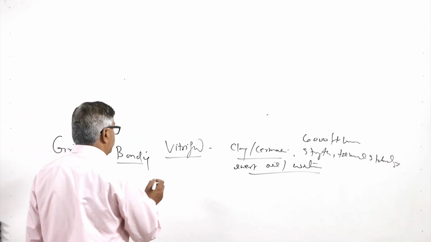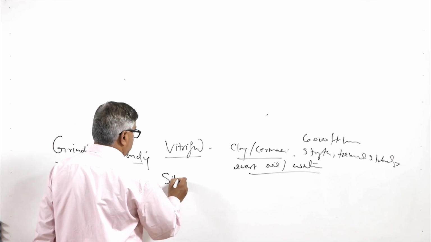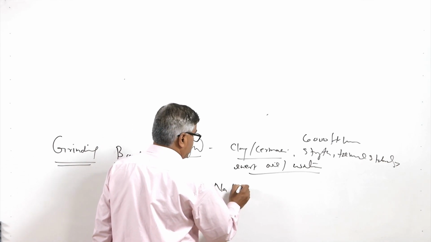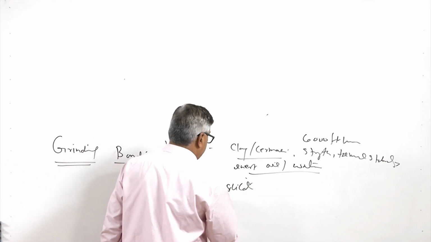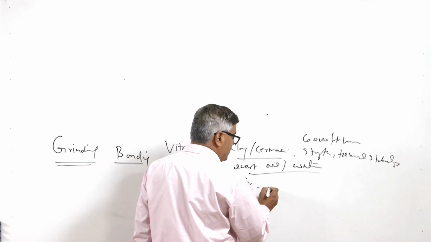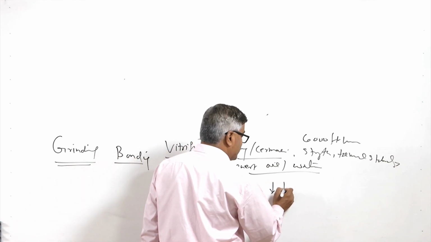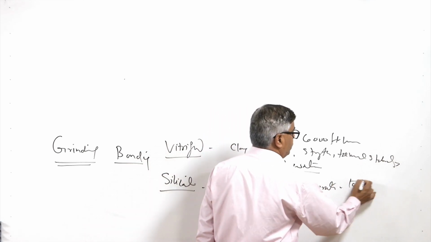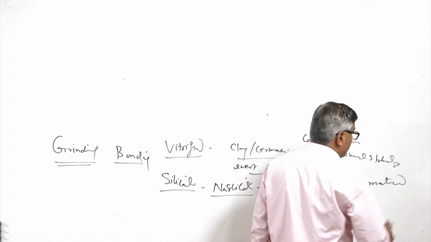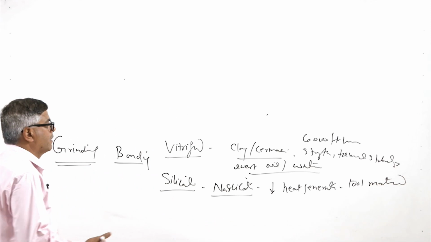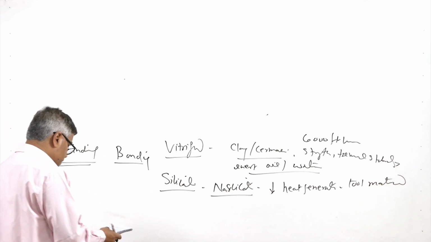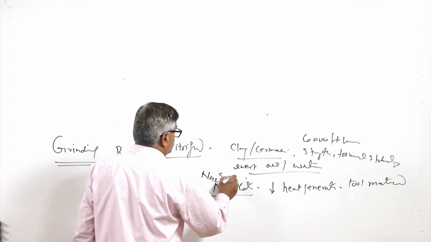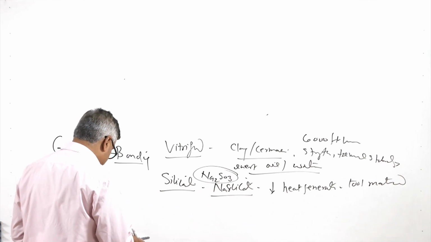Apart from this, we have the silicate bond. It is basically sodium silicate which is used for making this type of wheel, and this type of wheel is used when the requirement is less heat generation, especially during the grinding of tool materials, because high temperature can lead to deterioration or modification in the properties of the tool material. Na2SiO3 is the formula for the silicate bond.